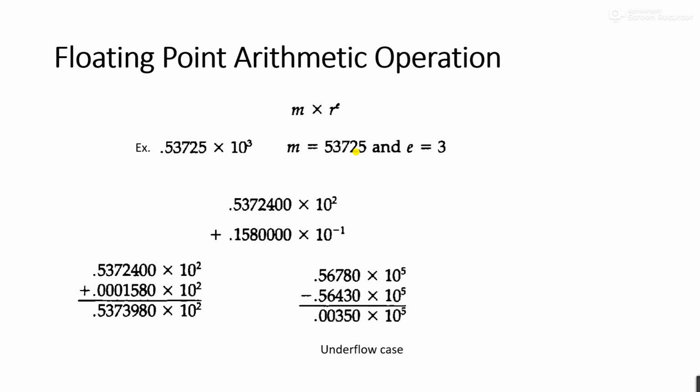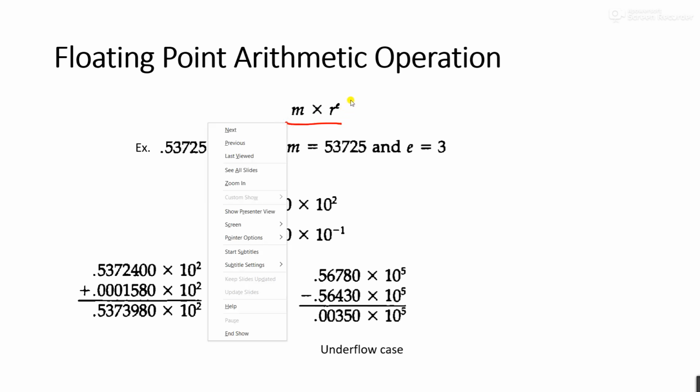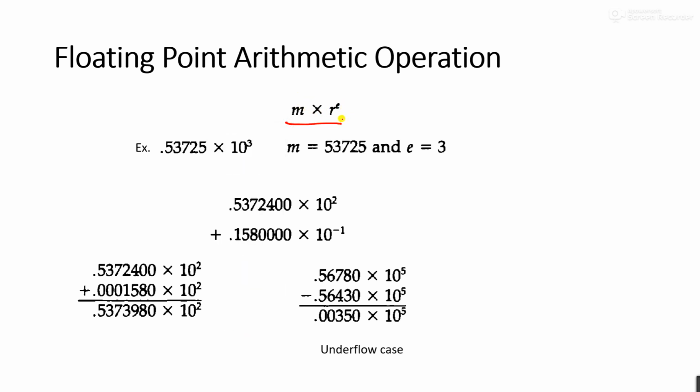and it is in your syllabus. Whenever we are going to describe a floating point arithmetic operation, first we need to know how floating point numbers are represented. So we have M into R raised to E. M is your mantissa, R is your base or radix, and E is your exponent. For example, if it is 0.53725 into 10 raised to the power 3, then M is 53725 and E is 3.